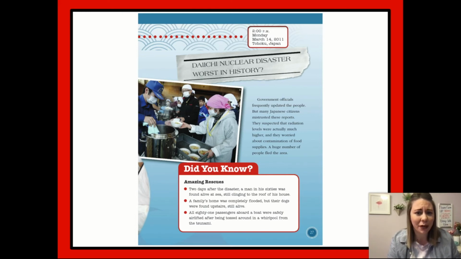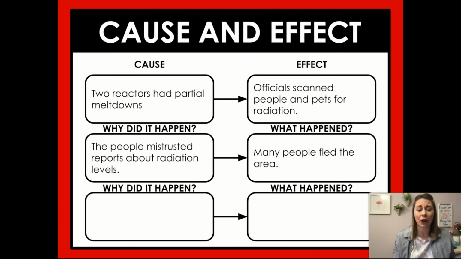Government officials frequently updated the people, but many Japanese citizens mistrusted the reports. They suspected that radiation levels were actually much higher, and they worried about contamination of food supplies. A huge number of people fled the area. So why did they flee? Well, because they mistrusted these reports about radiation. And as I told you earlier, radiation is very dangerous for your health.